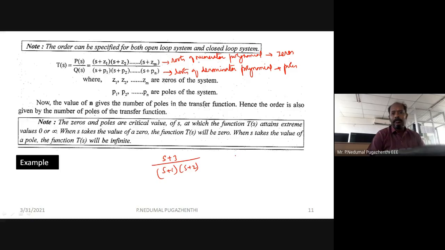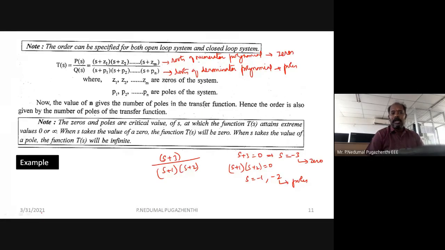What are the zeros here? Can anybody say? Unmute yourself and answer. What are zeros and poles? S plus 3 is equal to 0, which implies s is equal to minus 3 is the zero. Then for poles, s plus 1 and s plus 2 equal to 0, which gives s is equal to minus 1 and minus 2, which are the poles. Got the idea? Yes or no? Hello, everybody?